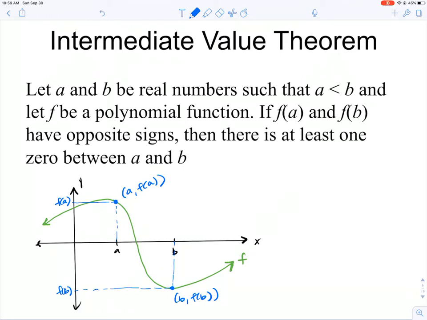So basically the intermediate value theorem says that if you pick two x values within the domain of a polynomial function, where one of those x values is less than the other, and their corresponding y values have opposite signs, like one is positive, one is negative, then there's going to be at least 1 zero between a and b. There could be more because the graph could end up crossing the x-axis more than one time, but there will be at least 1 zero between a and b.